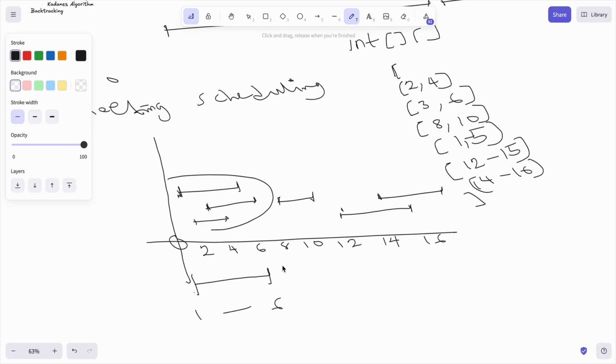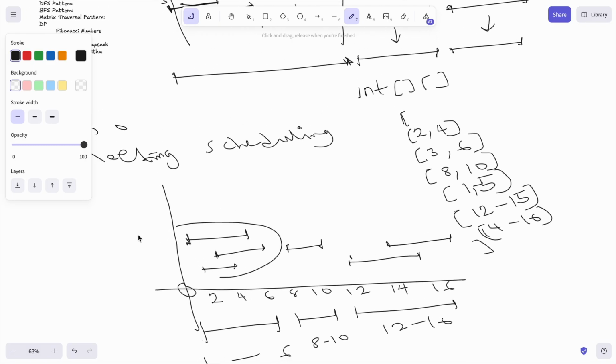The next interval will be this one, does not overlap with anyone, which is from 8 to 10. The next one will be this one, from 12 to 16. Do you see this? So we have 1 to 6, 8 to 10, 12 to 16 as the 3 intervals. So at the end of the day, we'll be returning back a list that is represented by all of this. So the question now is, in code, how do we implement something like this? How do we merge these intervals? So that's the idea of this problem.